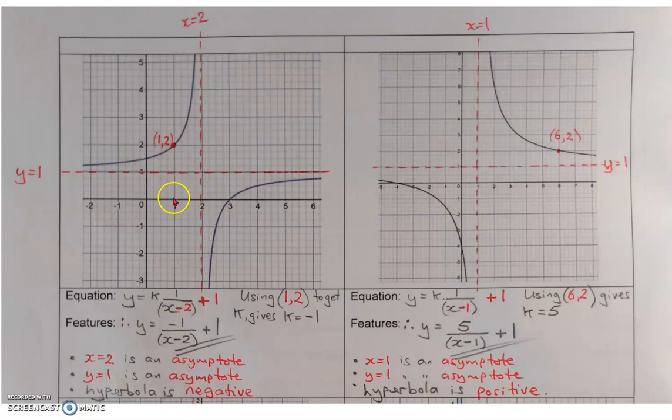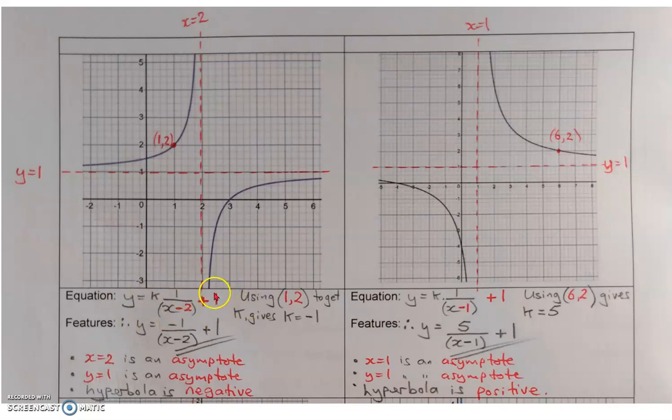Now, because the standard hyperbola has been moved up by 1 unit, we have to write a plus 1 on the end. That's this plus 1. This does not change sign. It's been moved up 1 unit in the positive y direction, so we put down plus 1 there. Okay, so look, we've now almost got the equation. However, we don't have k. So we've got to find k.